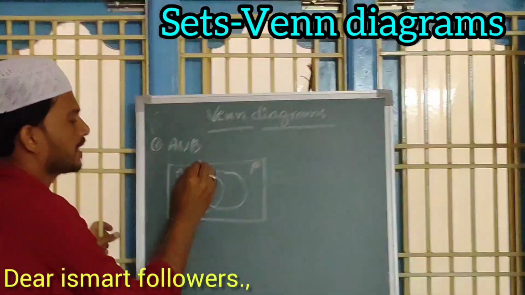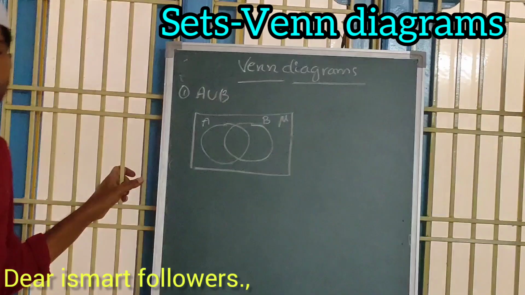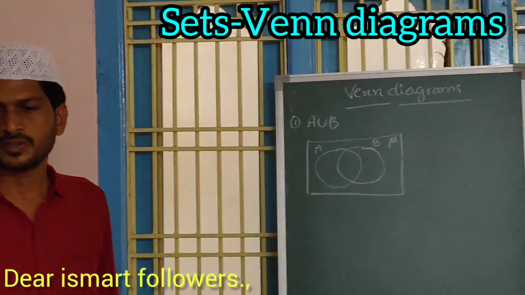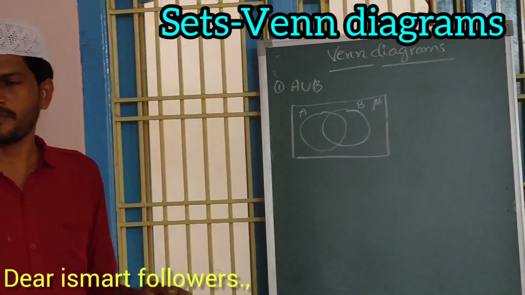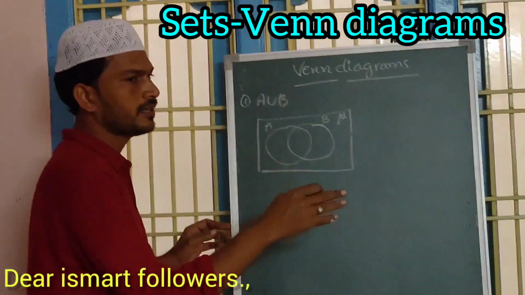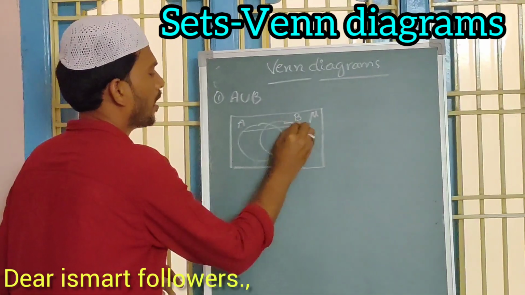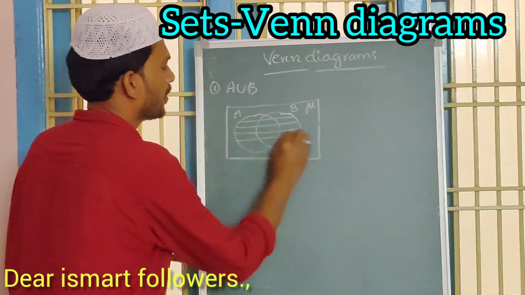So the A union B diagram. First draw the two sets, A set and B set. Union means taking all the elements in one set, all the elements. That's why we draw it like this.